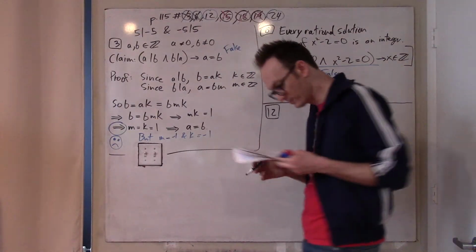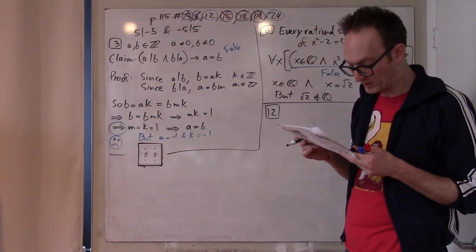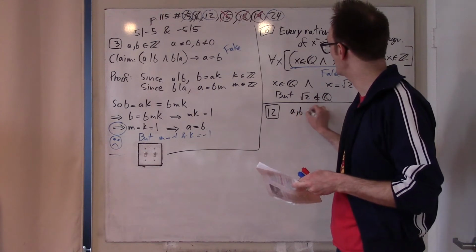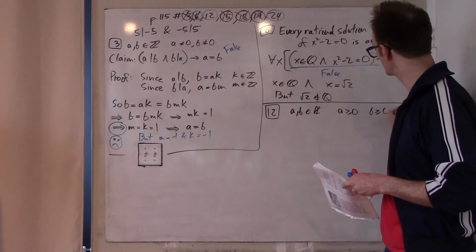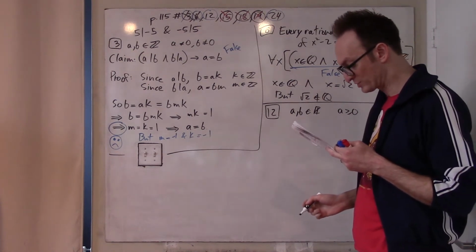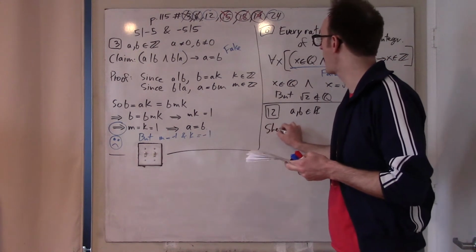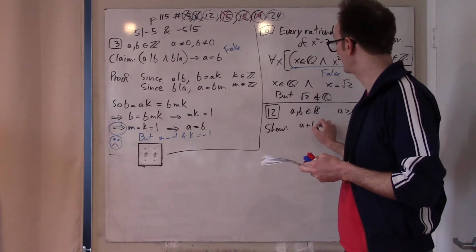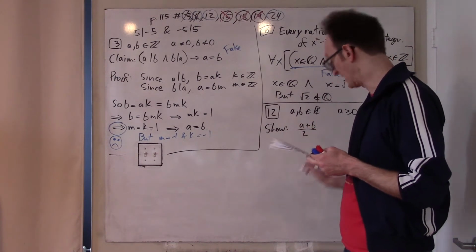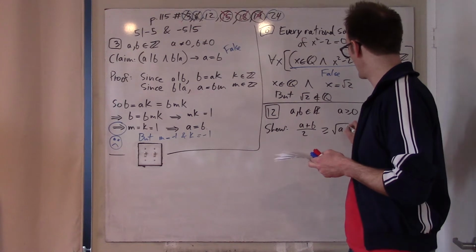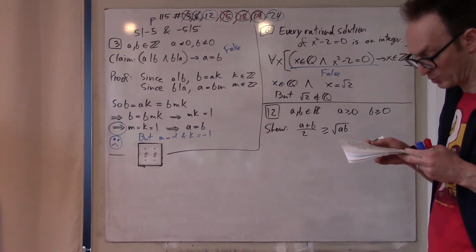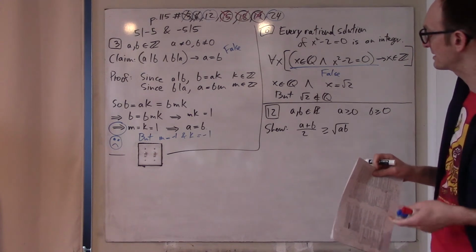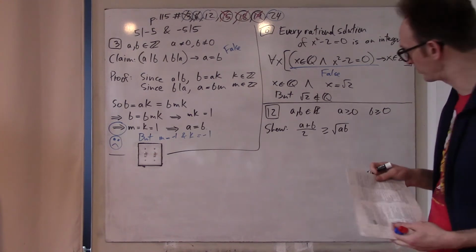Number 12 says, let A and B be real numbers, and let them both be positive. Use a direct proof, so show that (A plus B) over 2 is greater than or equal to the square root of AB. I don't know what "use a direct proof" means exactly. Just show that this is true.